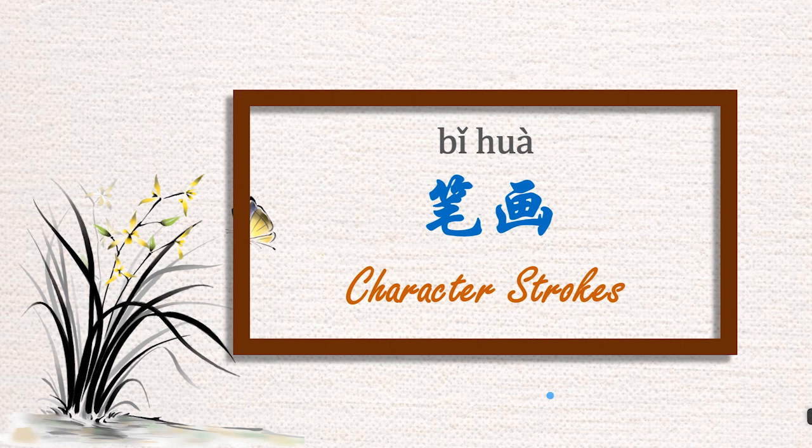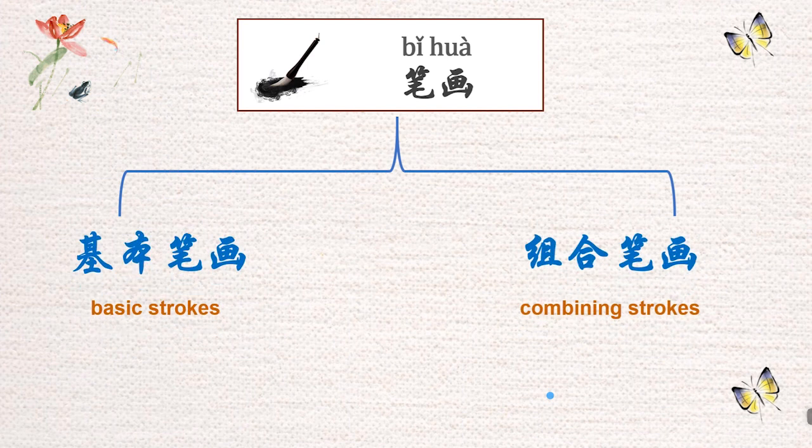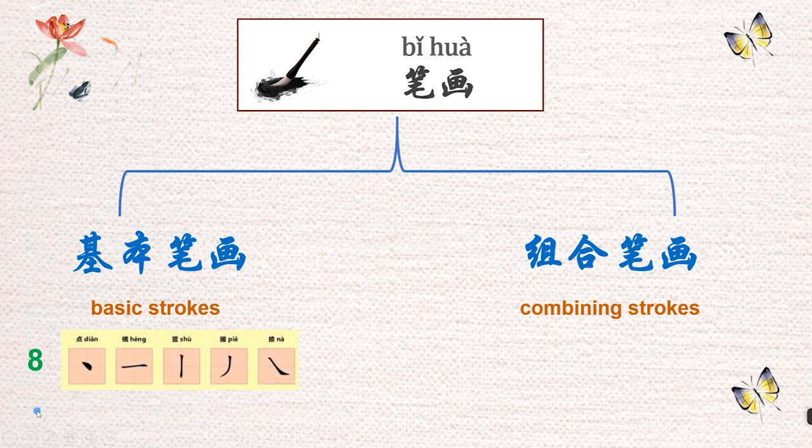Chinese characters are written by combining various kinds of strokes. Strokes can be divided into basic strokes and combining strokes. There are in total 8 basic strokes. 点, dot. 横, a horizontal stroke from left to right. 竖, a vertical stroke from the top to the bottom.